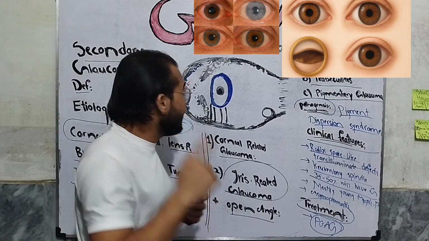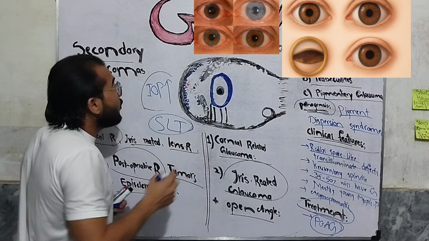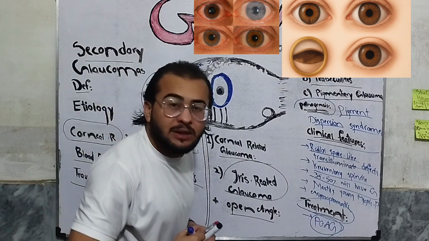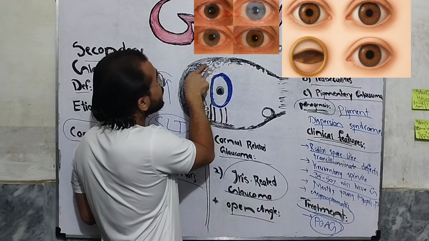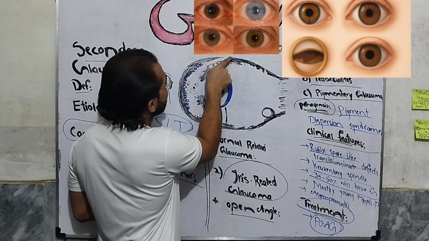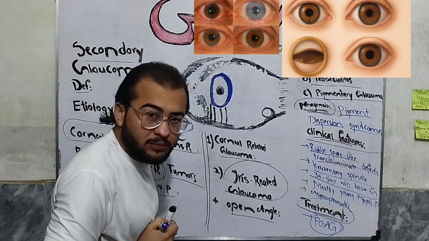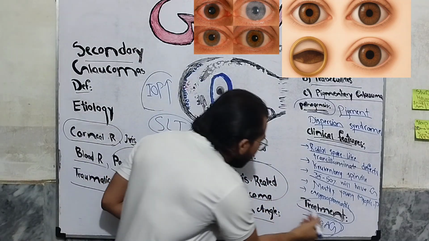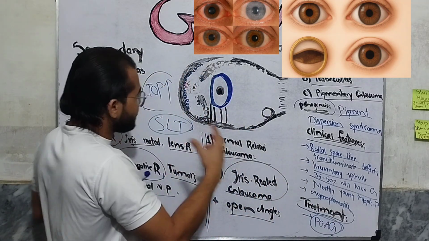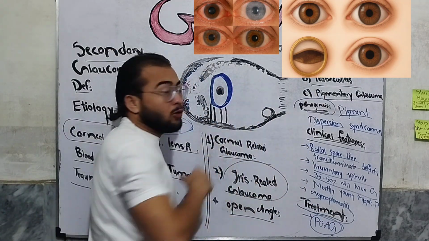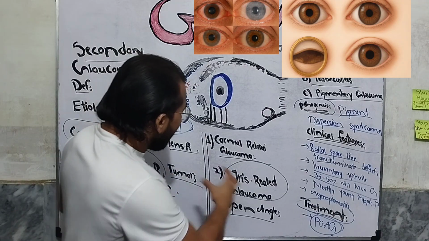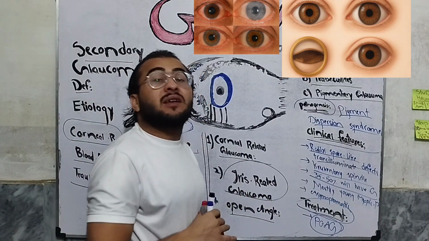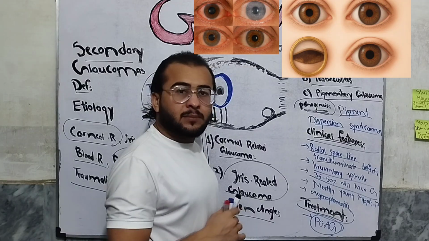And ultimately, if this is also not effective, we will perform trabeculectomy, in which we connect the anterior chamber to the subconjunctival space. This is trabeculectomy. So these are some of the treatment options for pigmentary glaucoma. Now, closed-angle glaucoma will be discussed in the next lecture.